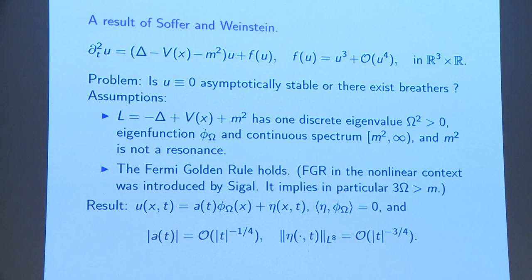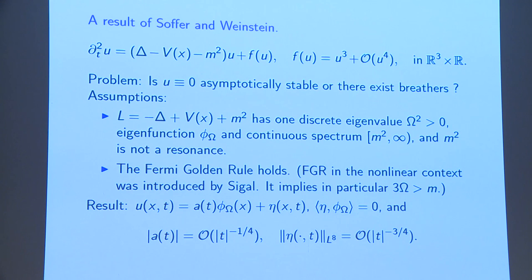spectral theory, and I don't really understand why it's called Fermi Golden Rule, because if you open a book of Reed and Simon and you look at what is the Fermi Golden Rule, it's something completely different. But these people had reasons to call it like this, so I follow this. I will not write it, I just say that the Fermi Golden Rule implies in particular that 3 times omega is bigger than m. So you have m here and you have omega, and there is an algebraic relation between them. And in fact, it seems stupid, but this algebraic relation is very important.